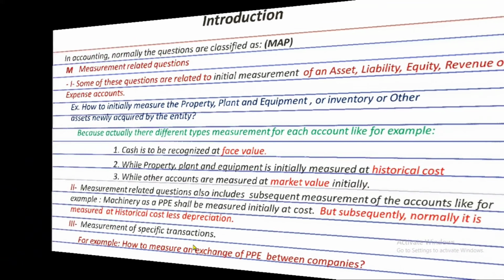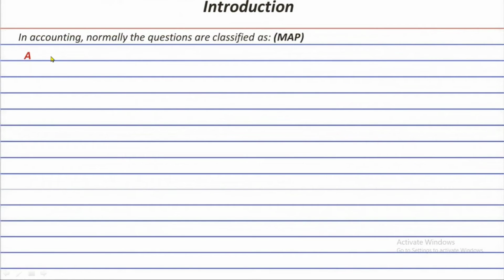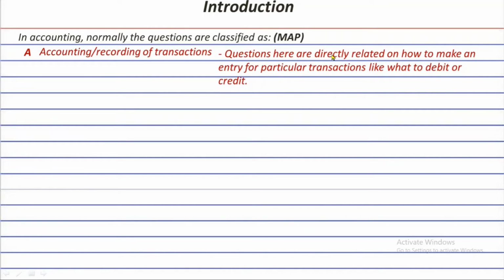So next is the A, or the accounting or recording of transactions. Questions here are directly related to how to make an entry for a particular transaction or transactions, like what to debit or what to credit. Like what to debit or credit when the market value of an asset changes, or what is the debit and credit to record effective interest expense, something like that.